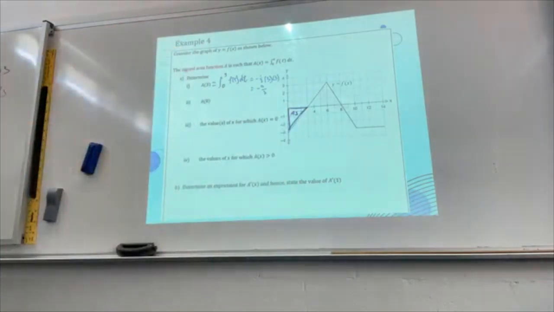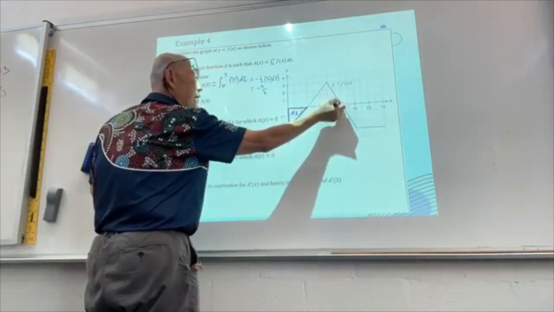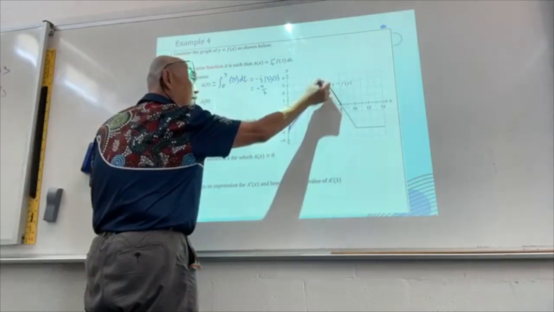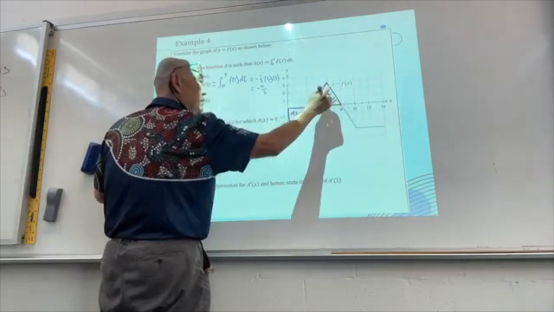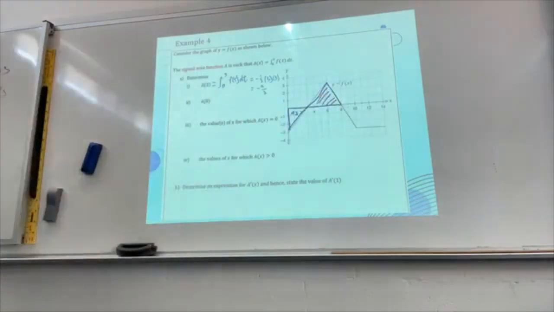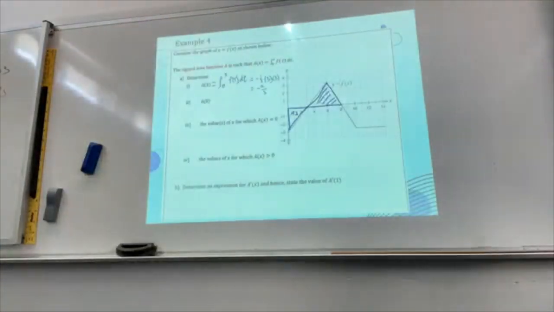Think about it as area now. Agree with me? So A(8), what happened? Where's 8? 8 is here. What is the area? You've got this area to be included as well. Correct? Yeah. Part 2, A(8), you've got that area to be included as well.